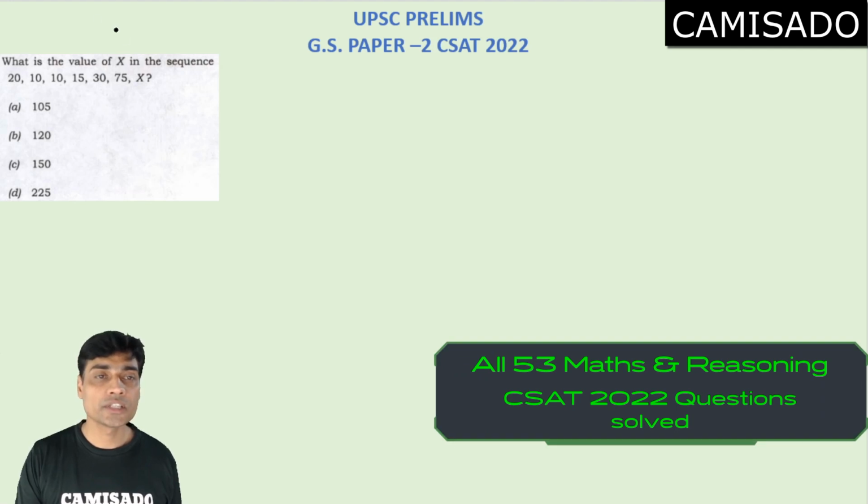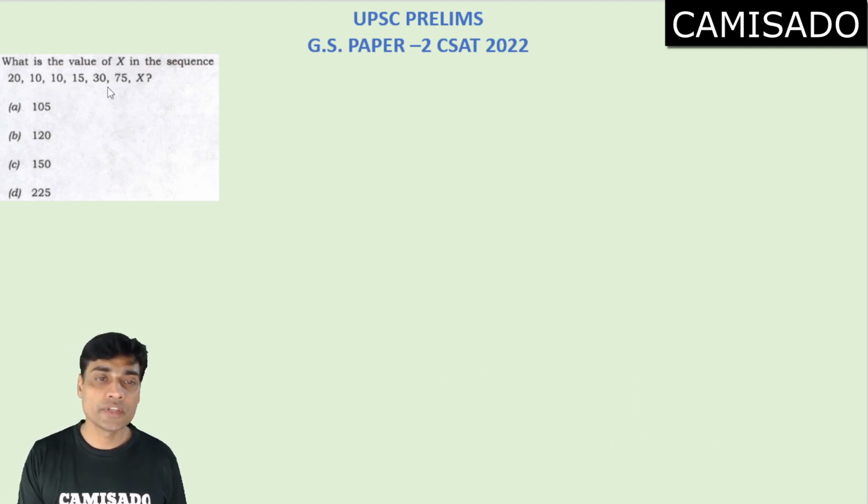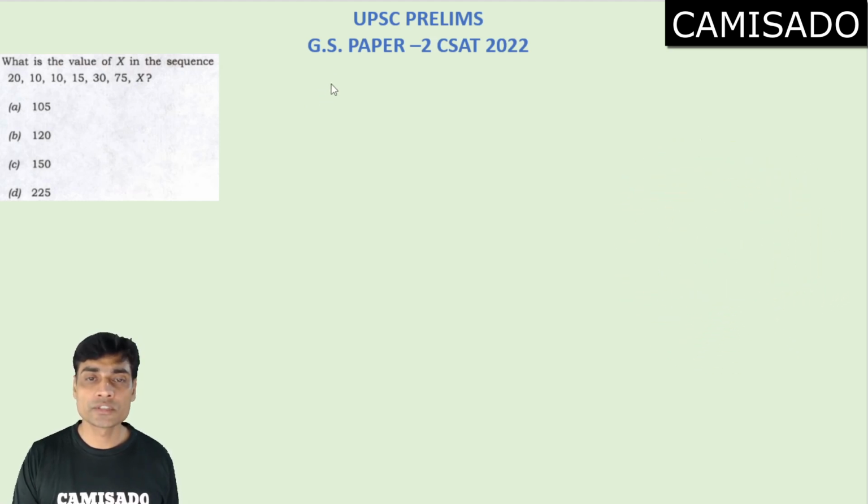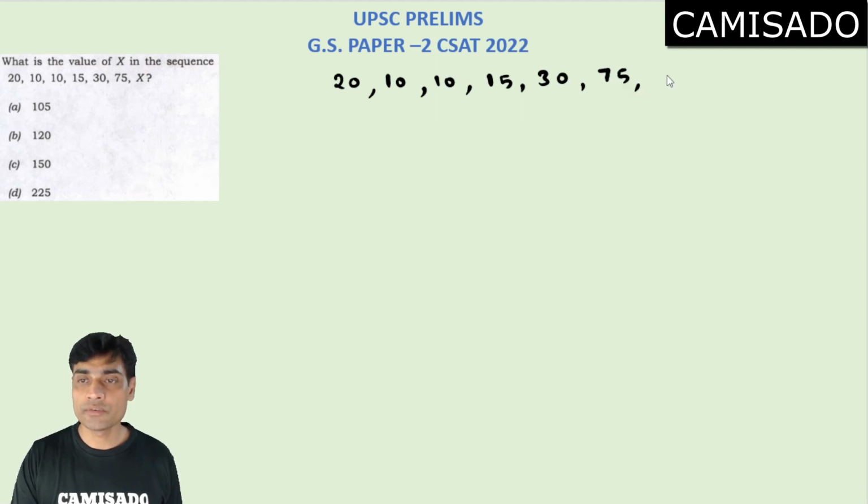See, the question here is, what is the value of x in the sequence 20, 10, 10, 15, 30, 75, x? So basically in such questions you have to just find out a relation between the consecutive terms. So here we can see that the first term is 20, then followed by 10, then 10 again, 15, then 30, 75, and we have to find the value of x. Basically this is the unknown part.